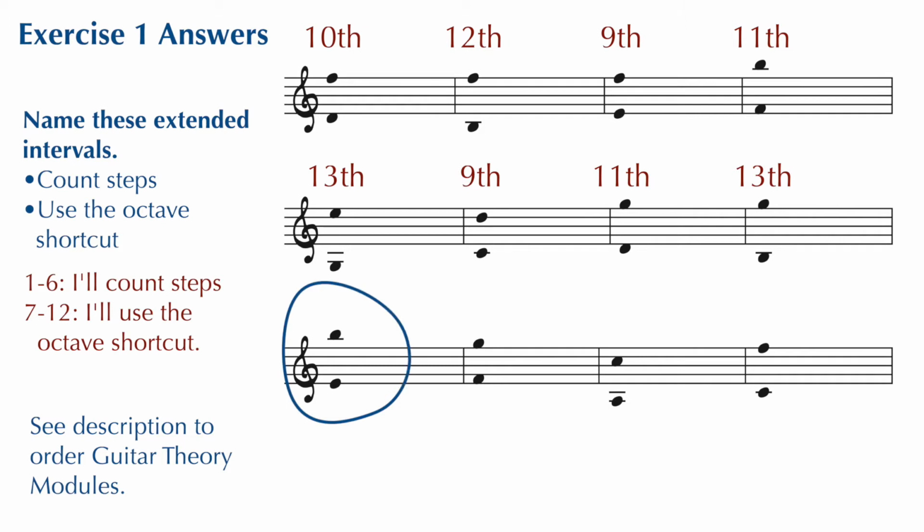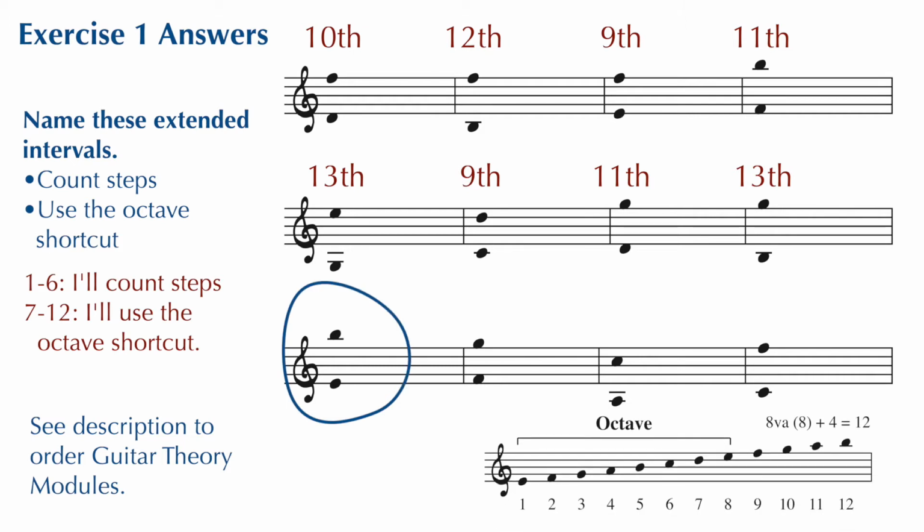Number 9, from this E to this B. Take the E, raise it an octave, there's your 8, and then count 9, 10, 11, 12. So from this E to this B is a 12th.